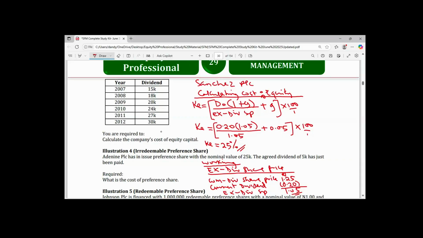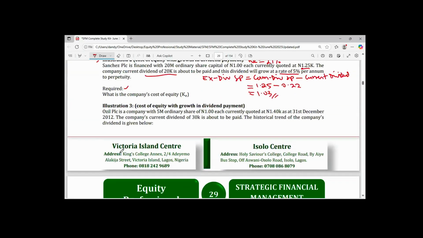This is how to calculate cost of equity where there is growth in dividend payment. We are lucky in this question because we are given the growth rate. In some instances, the growth rate will not be given to you. You are the one that will estimate it yourself. So let's move on. We are getting there.